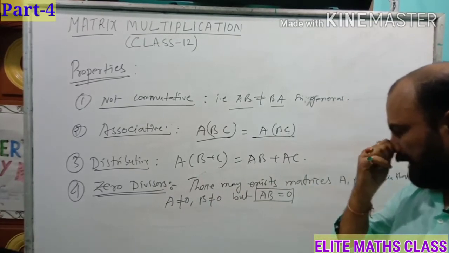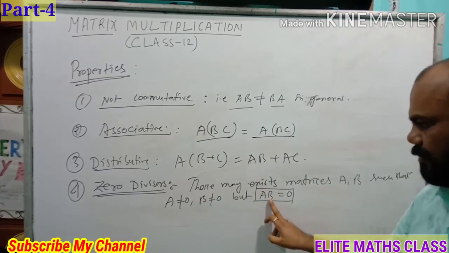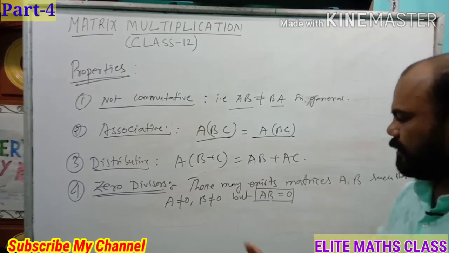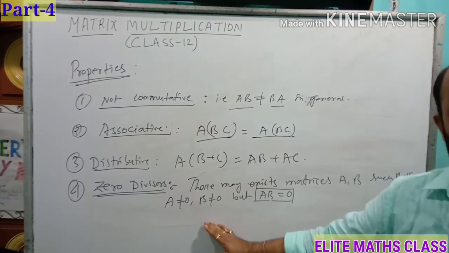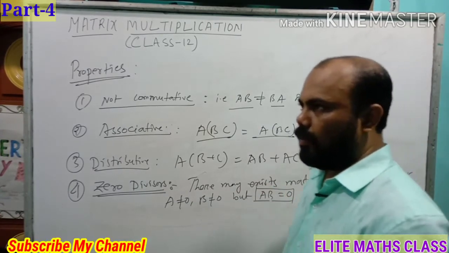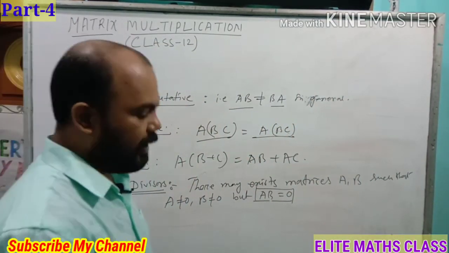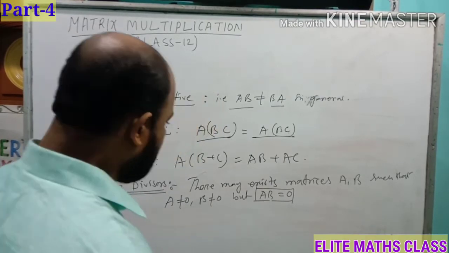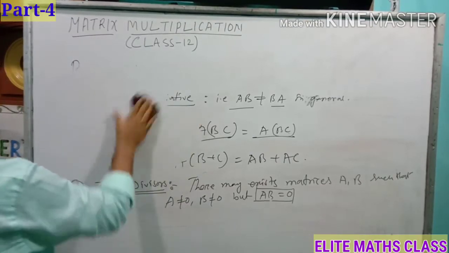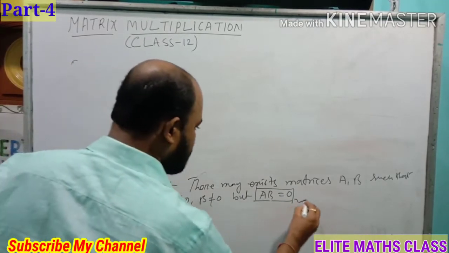First see the property. If there are two matrices A and B and we can find the product AB, that is the condition for matrix multiplication is satisfied, but both the matrices are non-zero matrices but their product is a zero matrix, then one is called left divisor of zero, another is called right divisor of zero. Coming to the point, what is left zero divisor and right zero divisor? This property is called zero divisors. So first we must satisfy this condition.